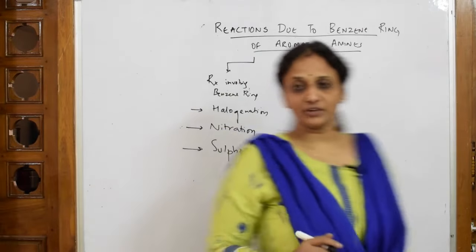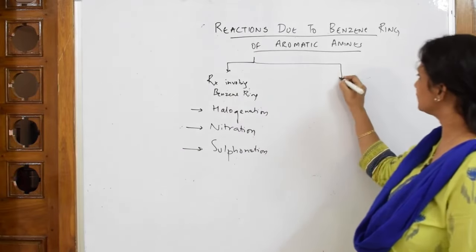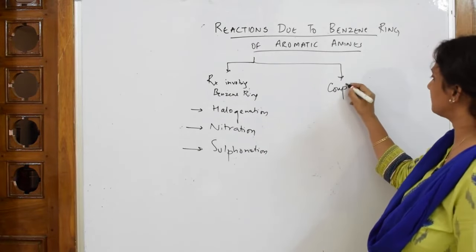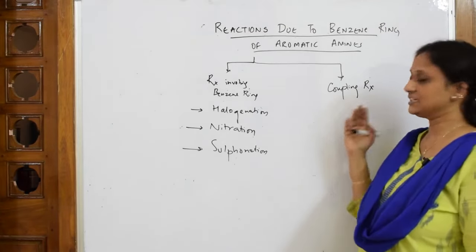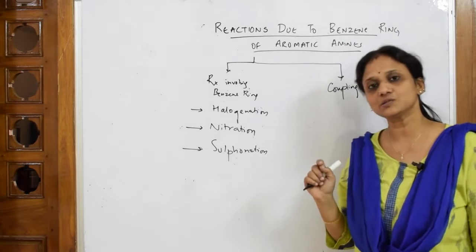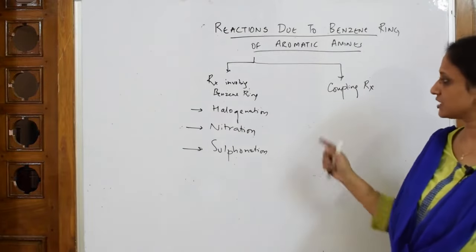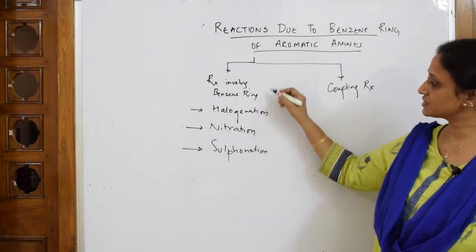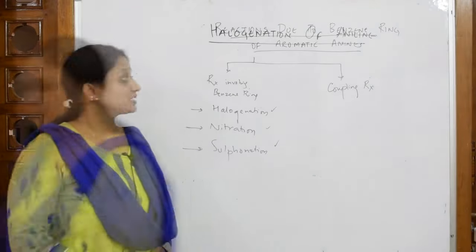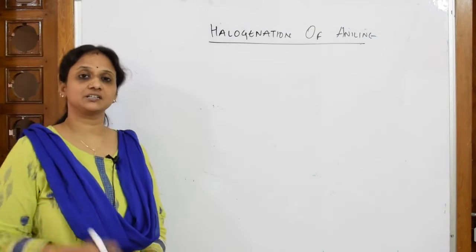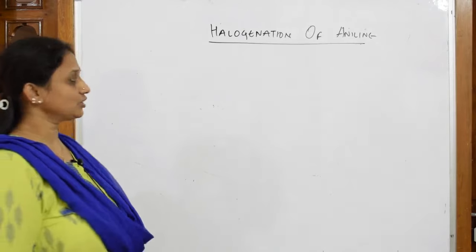Done. The second category of reactions is the coupling reaction, which I've already taught, with aniline coupled. Okay, let us see that also. So the coupling reaction is also done. Now this is your basic thing. First we will learn all these three and then come back to your coupling reaction. So let us start with your first reaction involving the benzene ring, that is your halogenation.